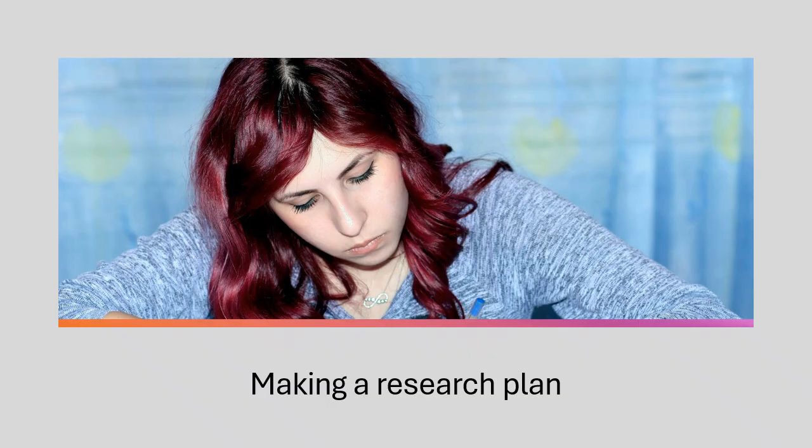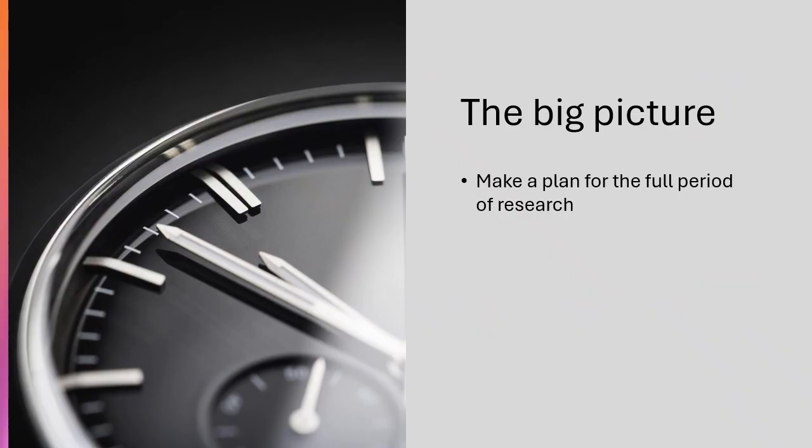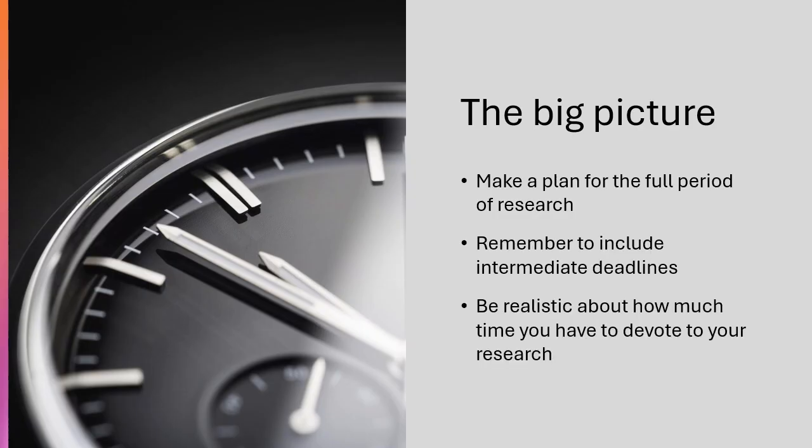So now let's think a little bit more specifically about how to make a research plan. Start with the big picture. Make a plan for the full period of research so that you have a general overview of the different stages of your research and key deadlines, remembering to be as realistic as you can about the time you'll have available over the course of your dissertation, whether that's 6 months or a year.